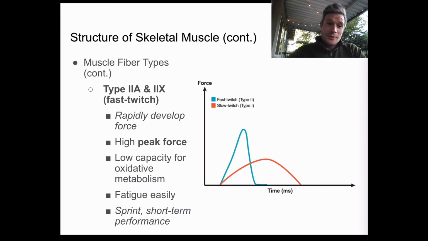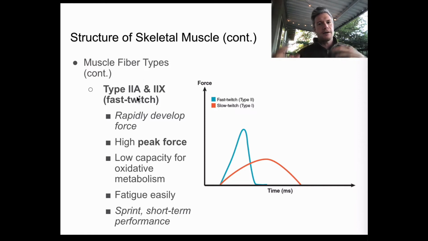We'll look at type 2 muscle fibers. We'll note that there's 2A and 2X, and we'll dive into exactly what that entails slightly later, but you can consider both fast twitch. So what does that mean? Well, it's kind of the opposite of type 1 muscle fibers. They generate force rapidly, they generate a larger amount of force, they don't have very good oxidative metabolism capacity, and therefore they fatigue very easily.